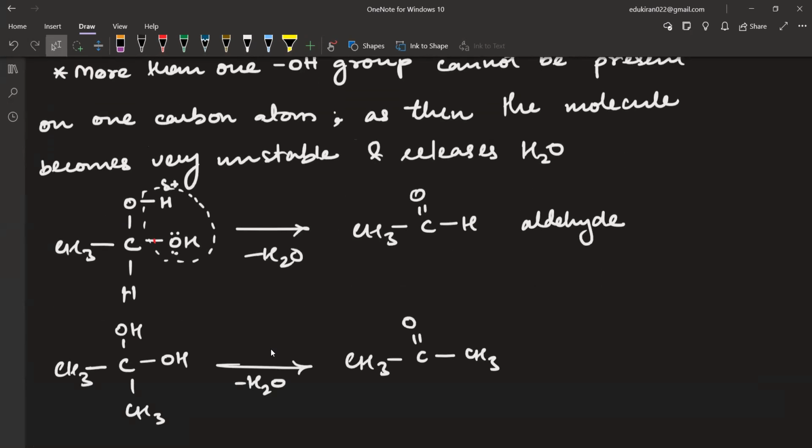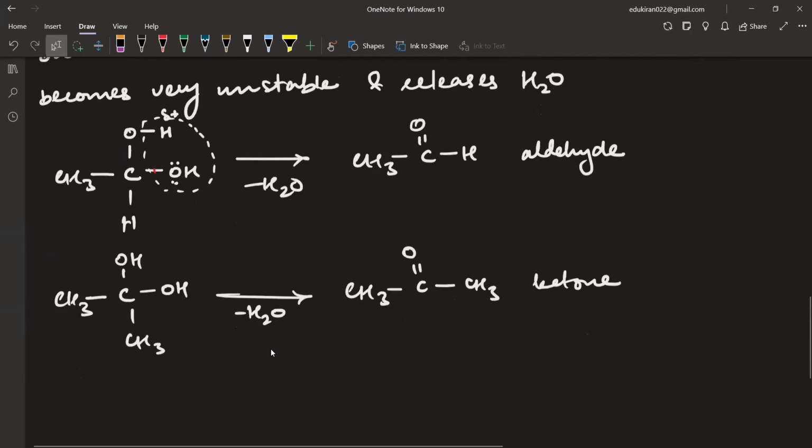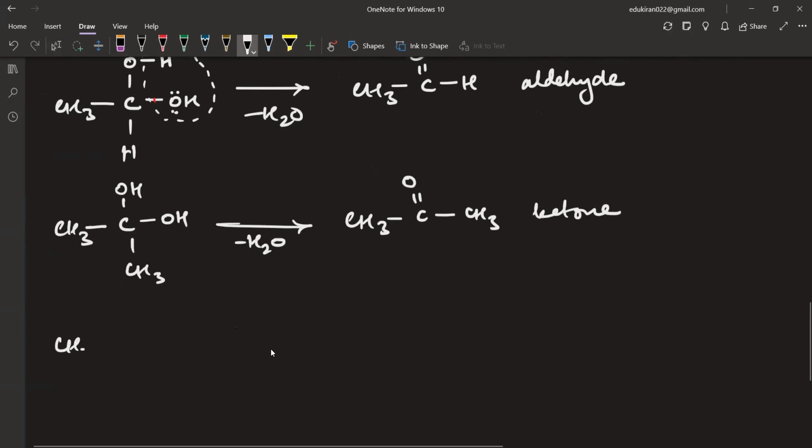That means you have got a ketone, right? You have got a ketone. Now let us say if you have 3 OHs, you have CH3. Now this is the rarest of rare cases.